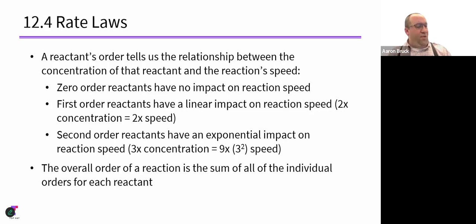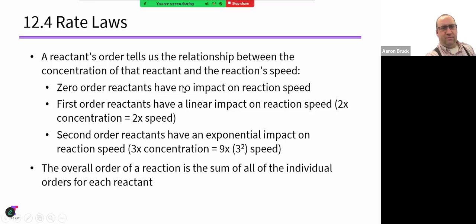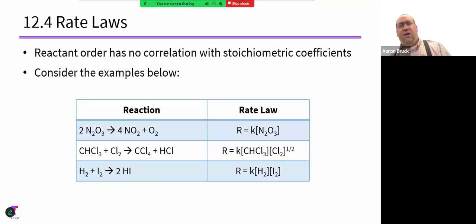But one thing that we want to be really careful about with regard to rate laws is that rate laws themselves are not related specifically to the stoichiometry. So case in point here, we have this reaction where dinitrogen trioxide is decomposing. We can see that even though the stoichiometric coefficient is 2, the rate law is not second order for the dinitrogen trioxide. It's in fact first order.